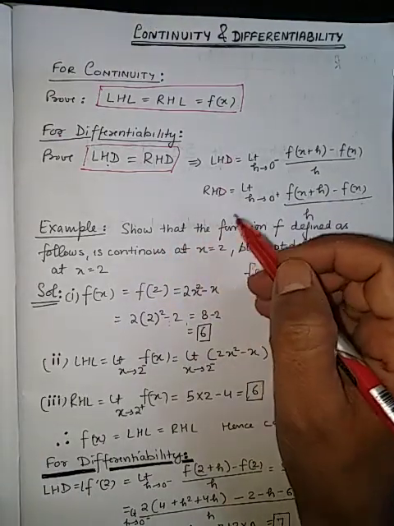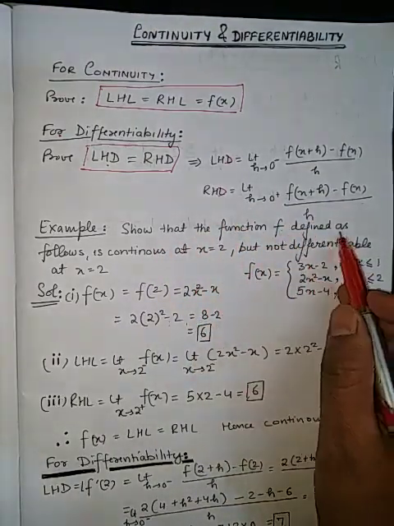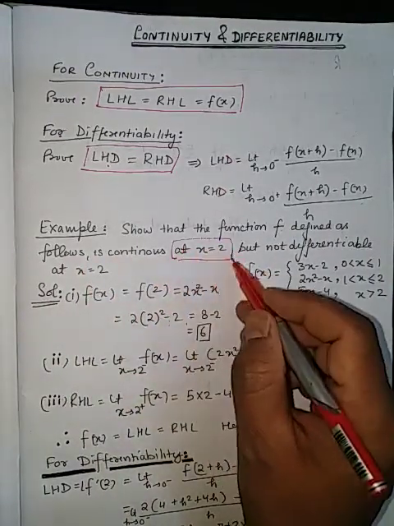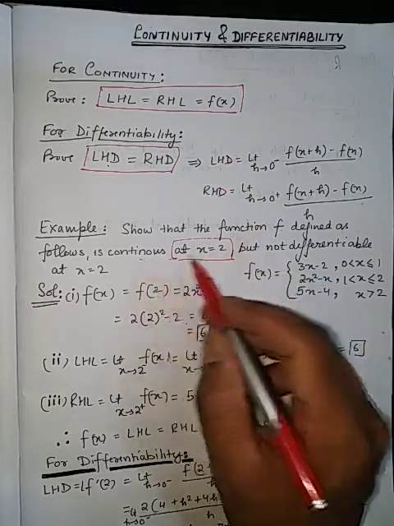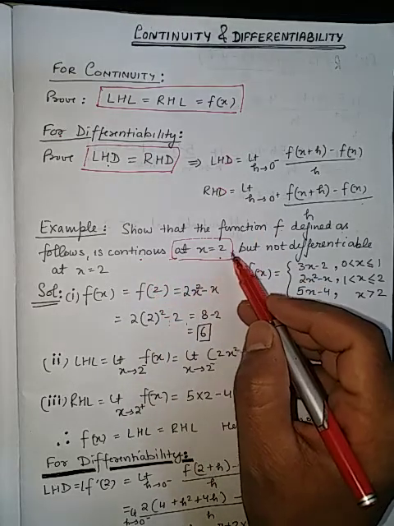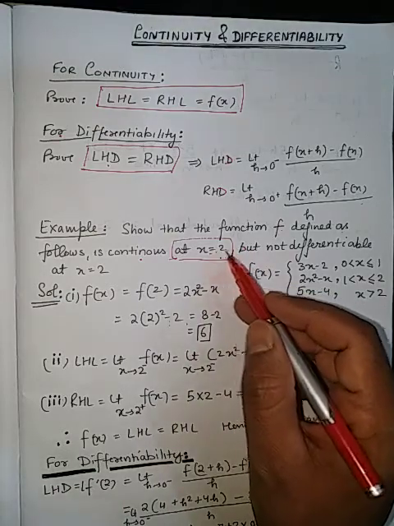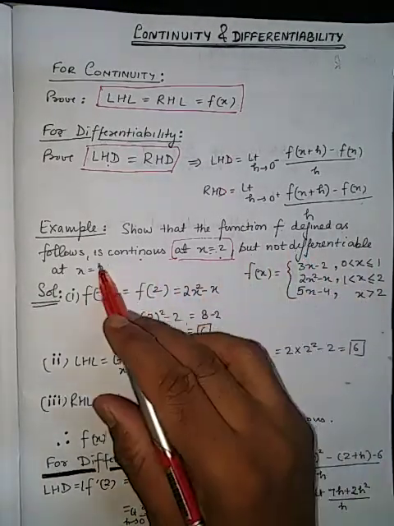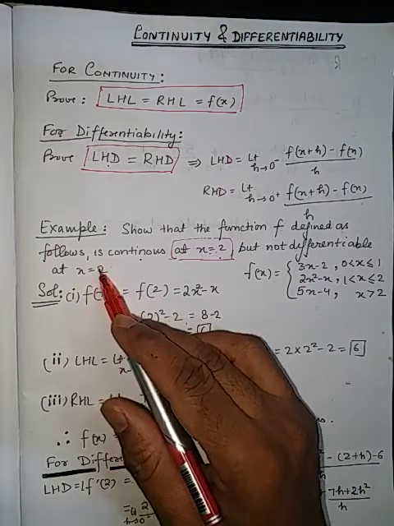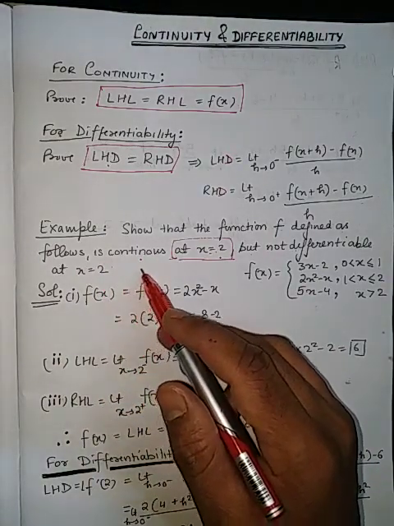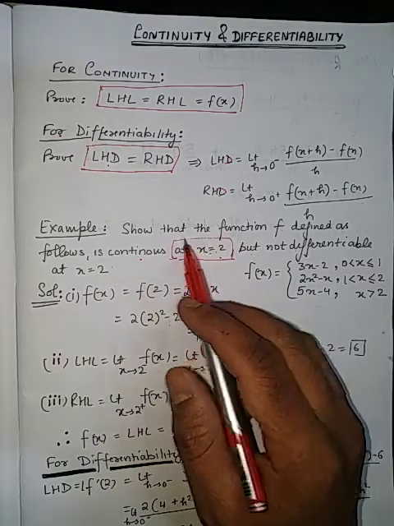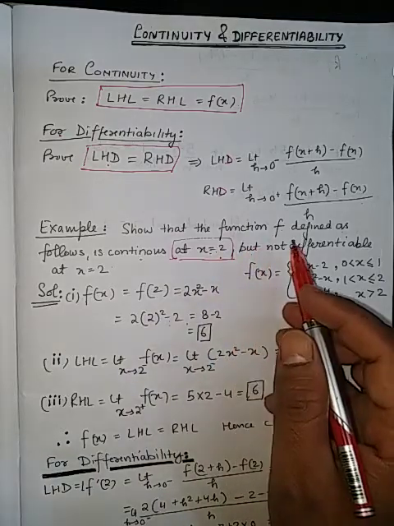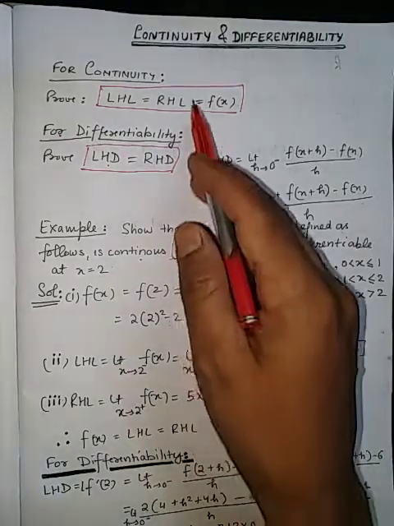Now let us see the question. Show that the function f defined as follows is continuous at x equals 2. We have to prove that the function is continuous at x equals 2. It can be asked, is it differentiable at x equals 2? But here it is asked, but not differentiable at x equals 2. That means it is given that it is not differentiable at x equals 2. You have to prove that it is not differentiable. So either the question can be asked like this, that it is continuous at x equals 2 or differentiable at x equals 2. Whatever way, you have to follow these two steps only.